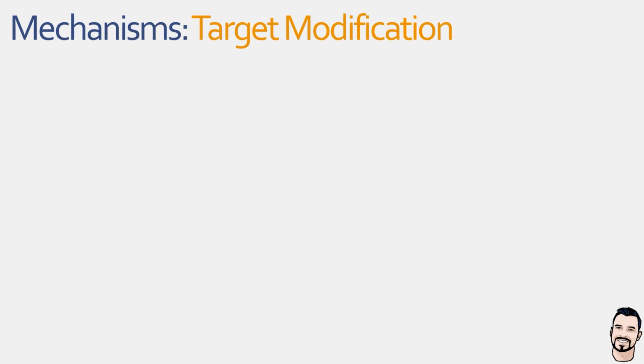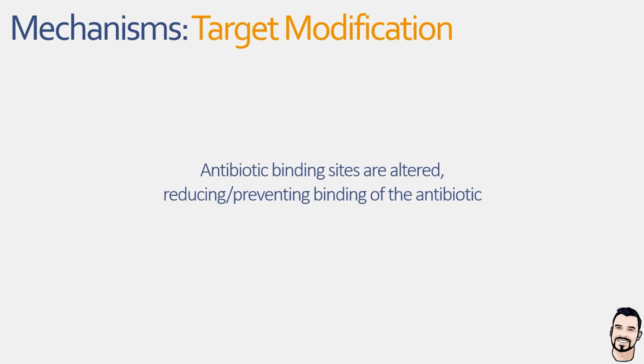Now, our second general resistance mechanism is target modification. Essentially, rather than modify the antibiotic, they modify the target site of the antibiotic. Now, these alterations or modifications are often due to spontaneous mutations or the acquisition of new genes, and they prevent the antibiotic from binding to their intended target. As a result, the targeted process remains unaffected and continues without interruption.